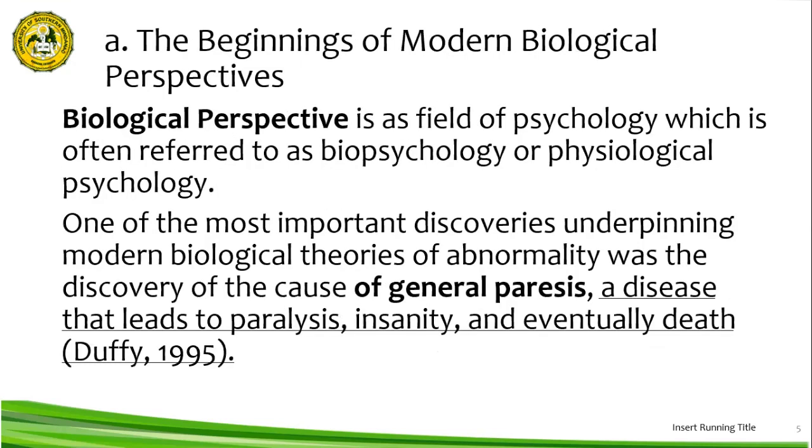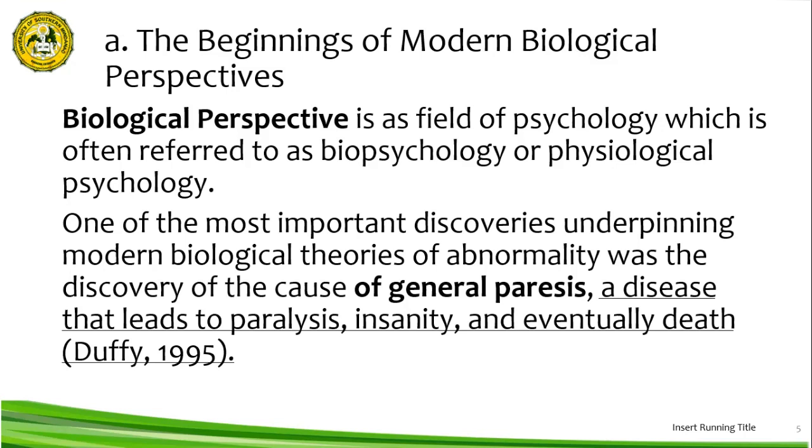Now, to the beginning of the modern biological perspective, we should first define what the biological perspective is. It is a field of psychology often referred to as biopsychology or biological psychology. It focuses on the nervous system. The topics of the biological perspective focus on the nervous system, hormones and genetics, and the relationship between mind and body, the neural mechanisms, and the influence of heredity on behavior.